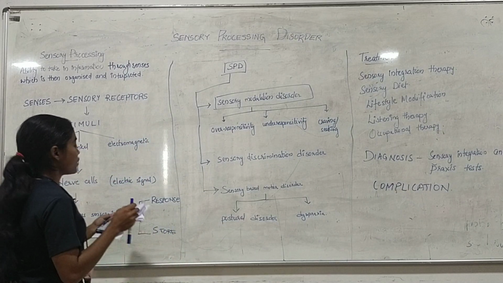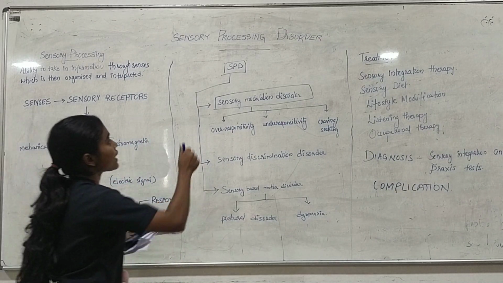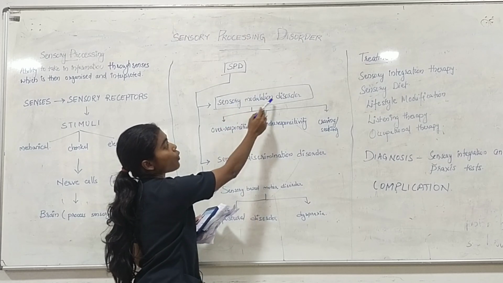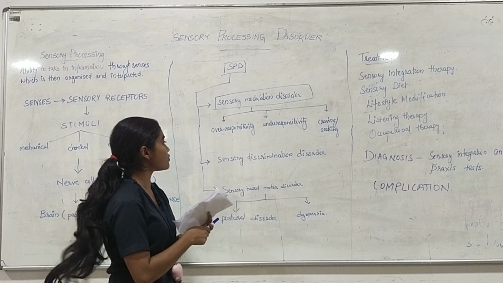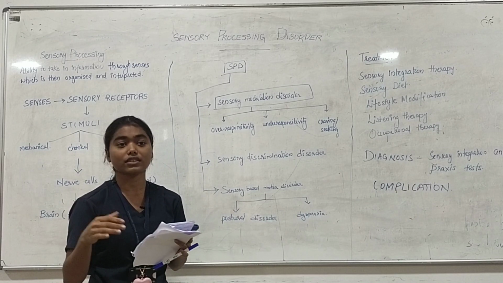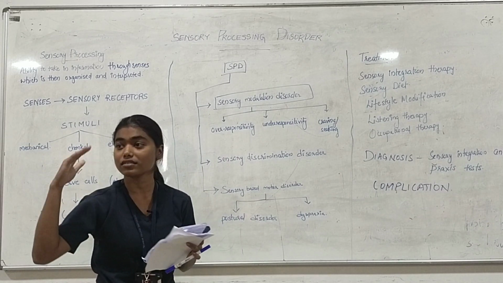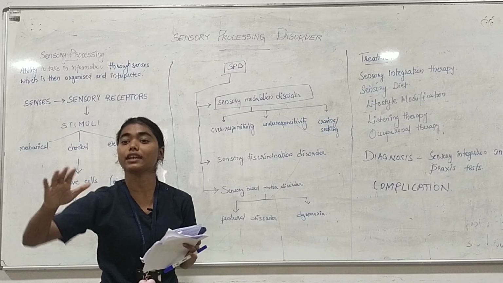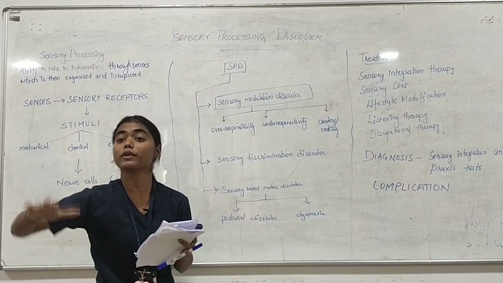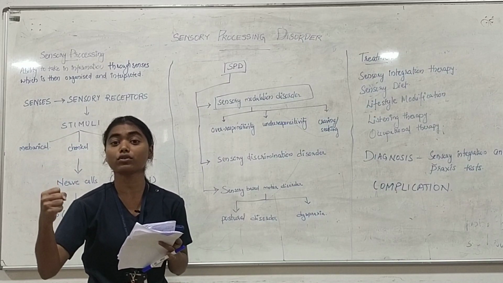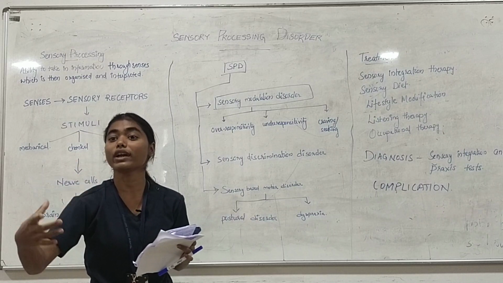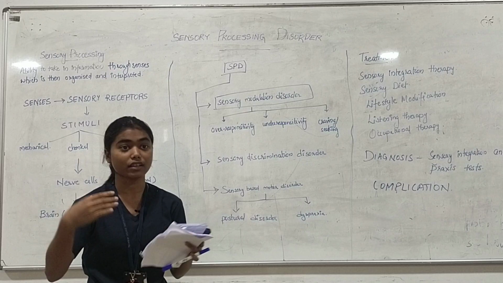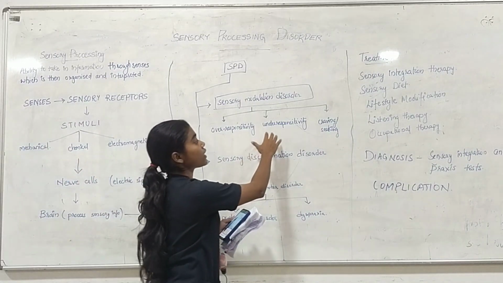Then coming to the types. SPD has three types. The first is sensory modulation disorder, that is over responsivity to a thing. Some of them have a habit of hitting, and when they hit, they can't stop hitting. They don't know how to stop. If they drink water, they don't know when to stop, so they'll keep on drinking water.